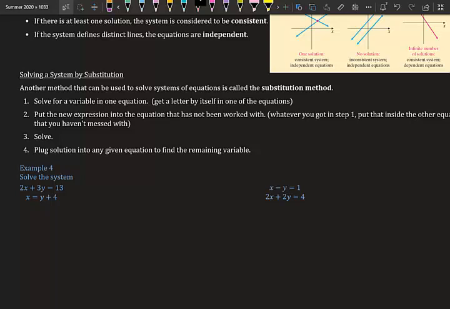You use substitution so much. It's such an ideal concept to really get down. All right, solving a system by substitution.